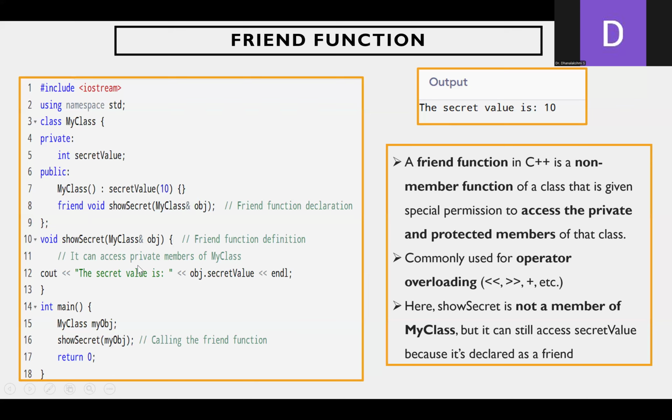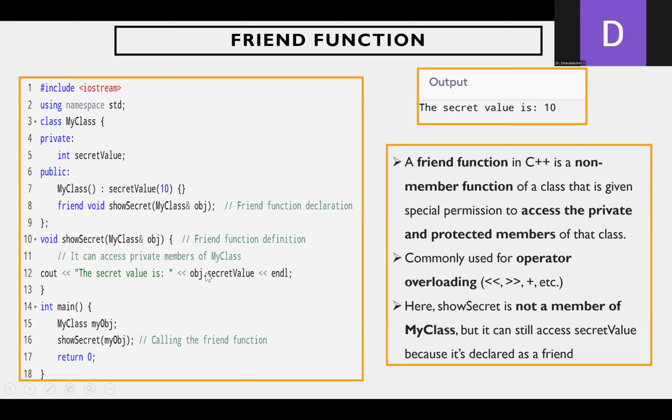So outside the class, we define the function secret. It takes an object of MyClass as a reference. Because it's a friend, this function can directly access the private variable secretValue and prints its value to the console. So here inside the function, we write cout the secret value is.